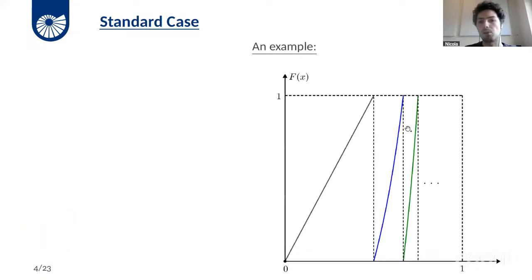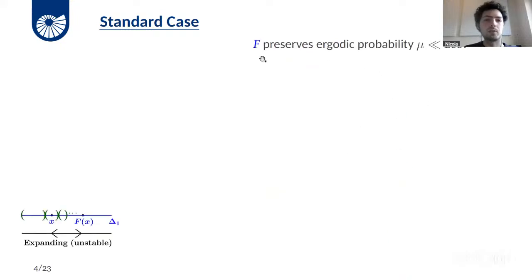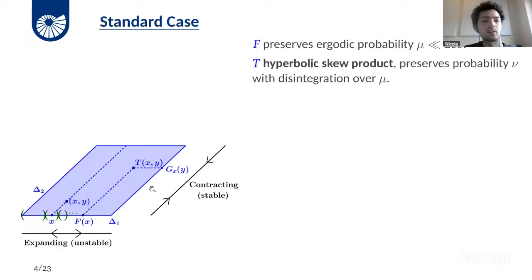Just to fix ideas, think of a map like this one. We have the typical expanding shape. Here we admit countably many branches. We know from theory that these kinds of maps preserve an ergodic probability mu. Okay, so next we add a second component, which has to be compact too, with a map G acting on it as a contraction. And together, F and G define a hyperbolic skew product T, where hyperbolic clearly stands for the expansion and contraction behavior.